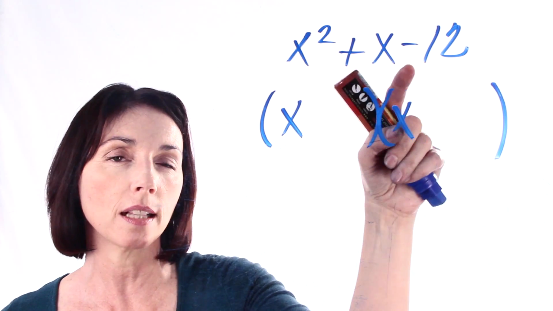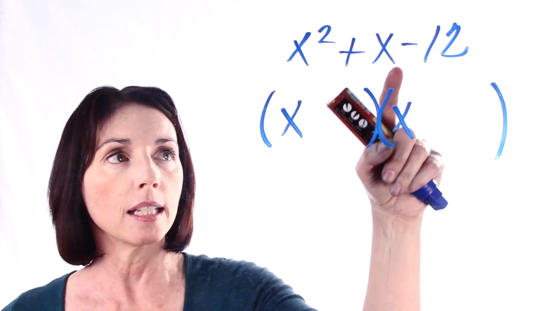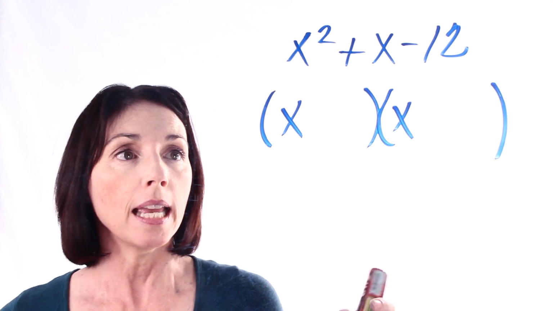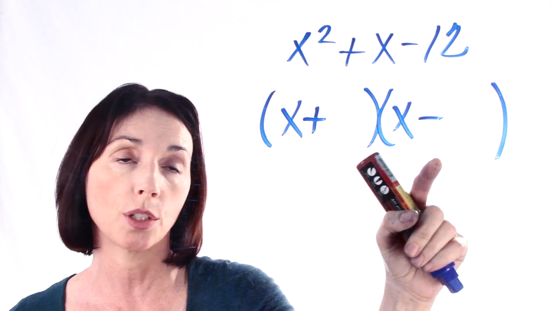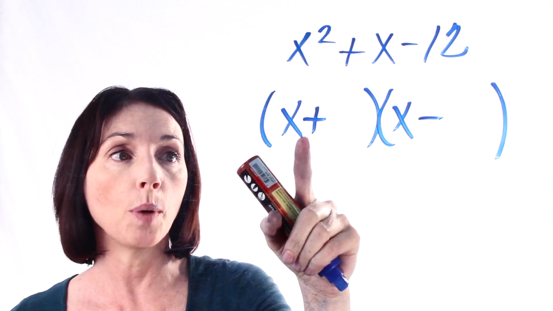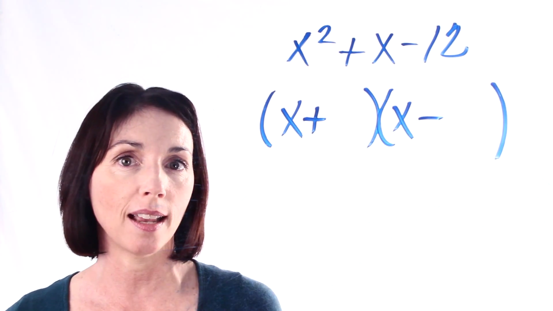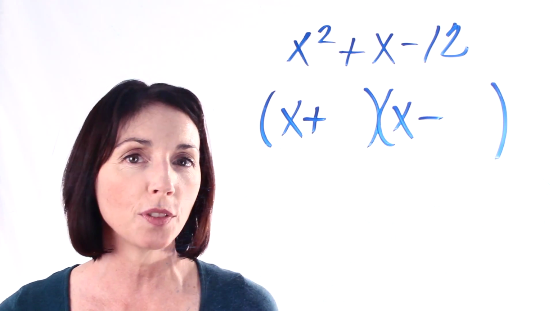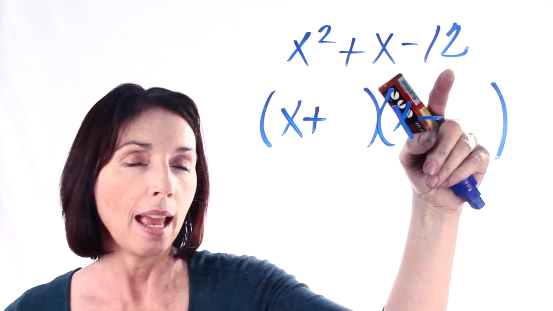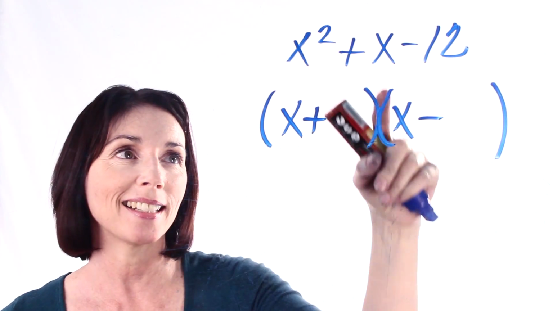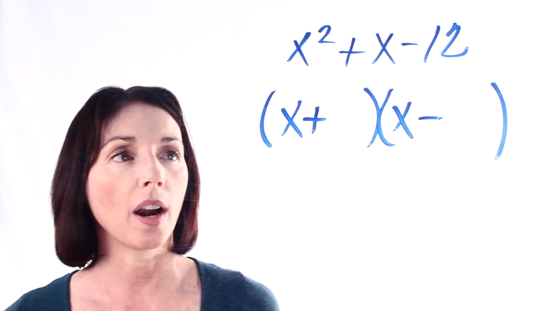Now at this point, it's sort of hard to know where to go next. So if you look at these signs, it'll give you a good hint. Since we have a minus sign here, it means that we're going to have one plus sign and one minus sign in our two parts of the expression here. That way, when we multiply together, we'll get this negative. So at this point, we just have to figure out which two numbers we can multiply together to get 12 and add or subtract to get 1, which is what's in front of our x here.